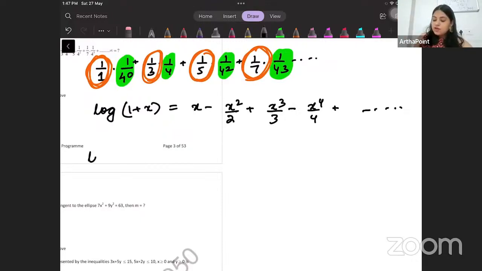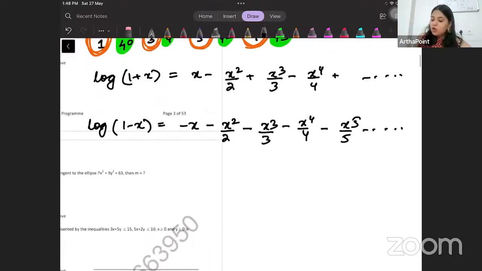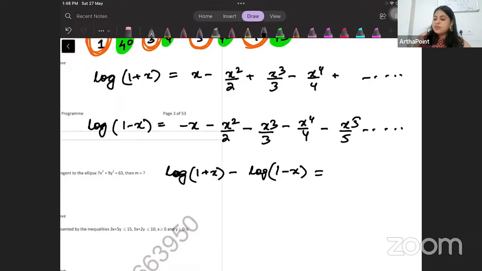What is the expansion of log 1 minus x? This will be minus x minus x square by 2 minus x cube by 3 minus x to the power 4 by 4 minus x to the power 5 by 5 and so on. This is the expansion of log 1 minus x. But what will be log 1 plus x minus log 1 minus x? How will you write this? Subtract it.